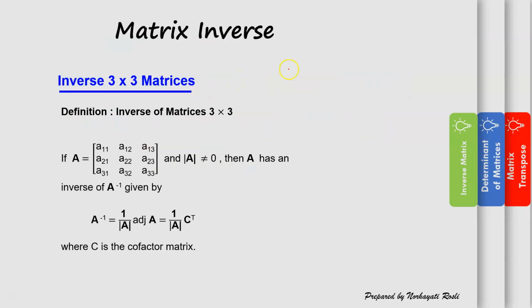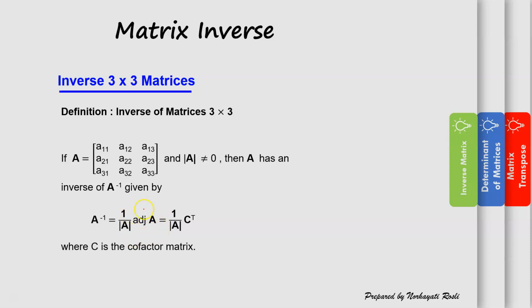Now class, we go to the inverse of 3 by 3 matrices. The definition of the inverse of 3 by 3 matrices is given by: if you have a 3 by 3 matrix and the determinant of this 3 by 3 matrix is not equal to 0, then the inverse exists, which is given by A inverse equals 1 over the determinant of the A matrix times the adjoint of A.